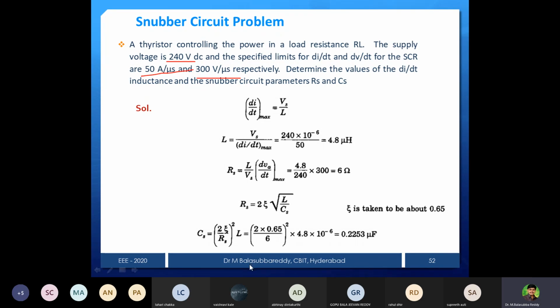Once the relations are known, they may ask a follow-up problem. The problem also depends on their required parameters. Sometimes they may ask for all 3 parameters, or sometimes any one of them, depending. So if you know the formulas of the snubber circuit, you can get it directly.